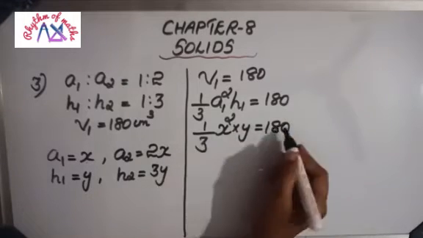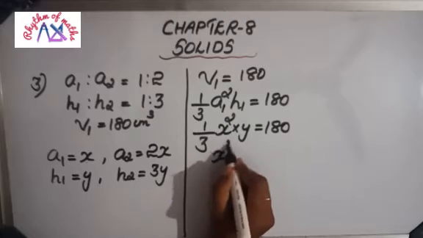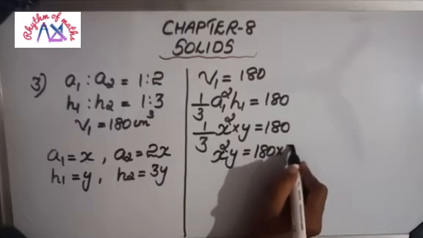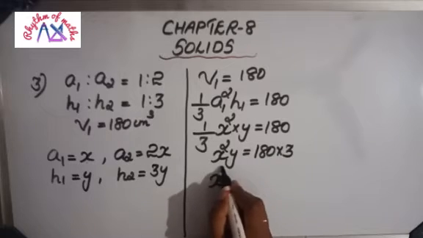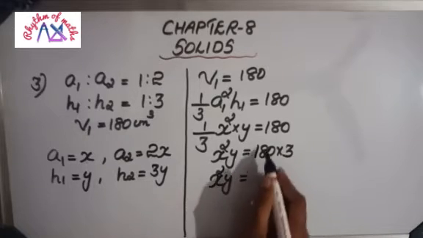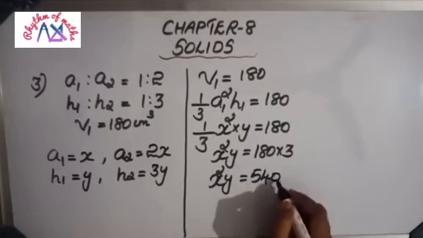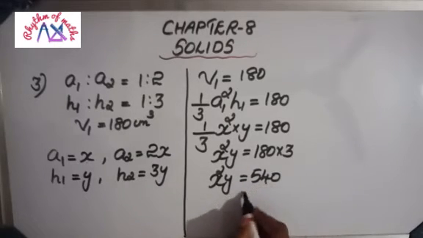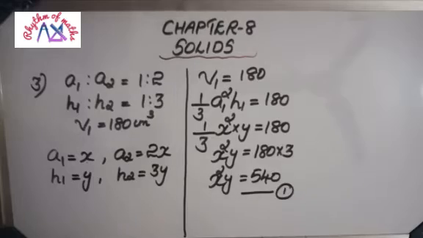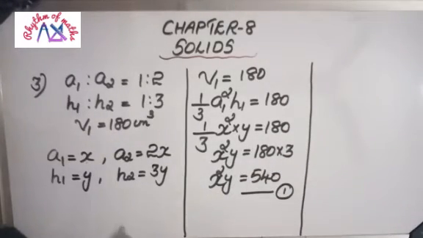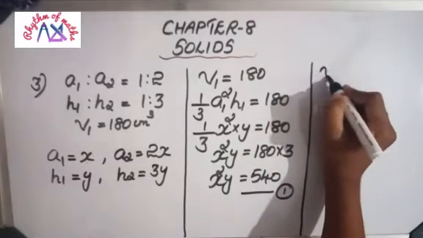Now let's take this 3 to this side. So x square y equal to 180 into 3. That is x square y equal to 180 into 3, which is 540. Okay, so x square y we got 540. Let's take this as the first equation. Okay, now we need to find what? V2, the second pyramid volume.